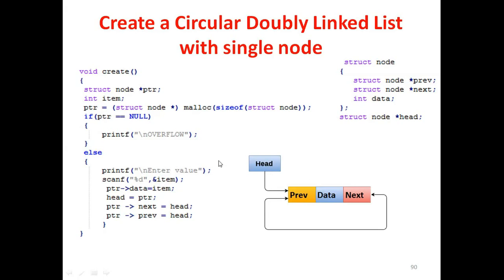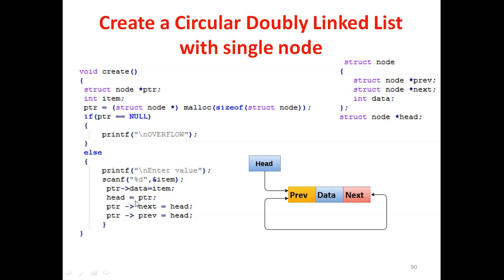Now this is the structure for the doubly linked list: previous field, next field, and data. This head is declared here, and then you can see the ptr pointer is declared of the structure type, and the node is created here, and we print a message if a node is not created. Else, suppose the node is created, then come to the else part here. Enter the data value, which is entered here using the scanf function. Then ptr arrow data equals item, and then head equals ptr. So this node's address is assigned to head.